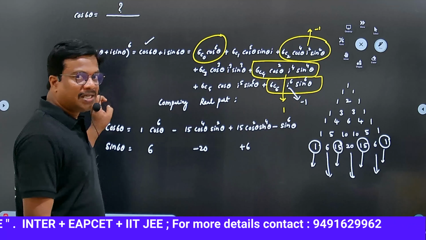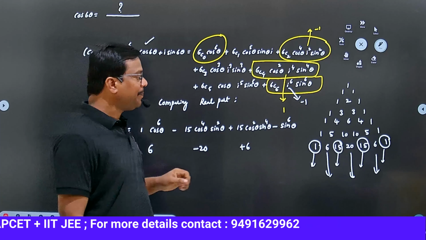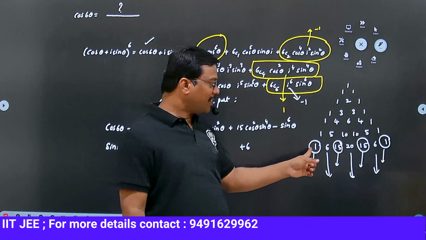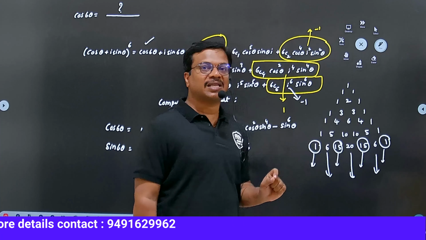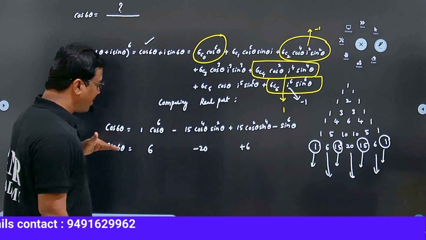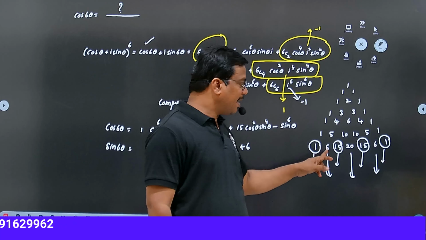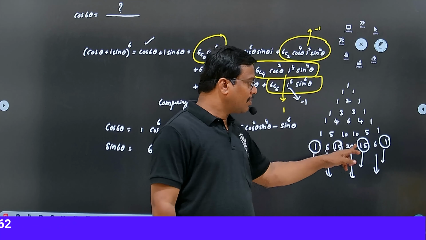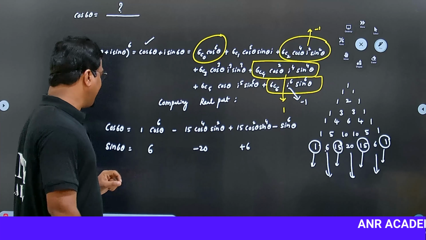When cosine angle is asked in the question, such as cos 6 theta, then write the first, third, fifth, and the last seventh binomial coefficient. Whenever sine is given in the question, then the second, fourth, and sixth binomial coefficients with alternate plus minus symbols we have to write.